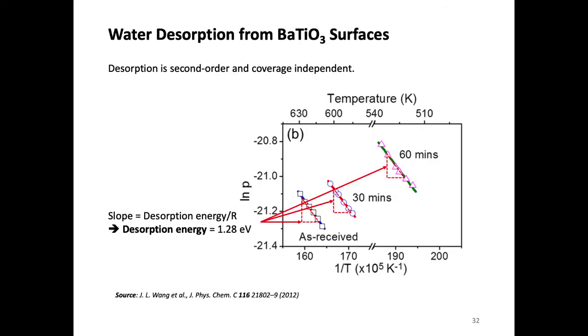Another interesting work is on water desorption from barium titanate surfaces, by Wang et al. They found desorption is a second order chemical reaction, and it's coverage independent. As you can see, the slope of this curve on the right-hand side graph shows the desorption energy, which is 1.28 electron volts.